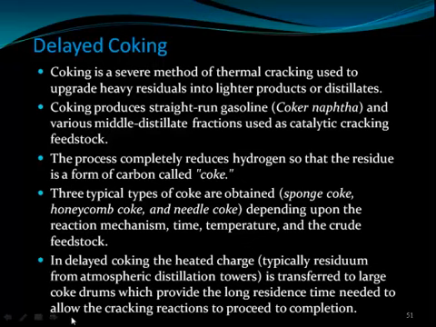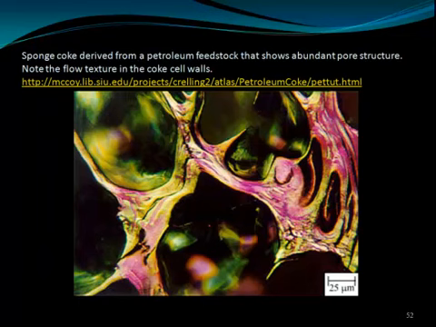In delayed coking, the heated charge, typically residuum from the atmospheric distillation tower, is transferred to large coke drums, which provide the long residence time needed to allow the cracking reaction to go to completion. So delayed coking is the method to upgrade the heavy residues into lighter distillate products. When we have the lighter distillates, we have a lower boiling point, and a lower boiling point results in a product with lower viscosity. The pour point is also changed.